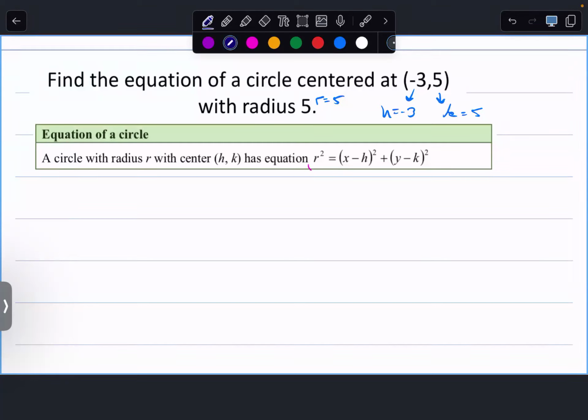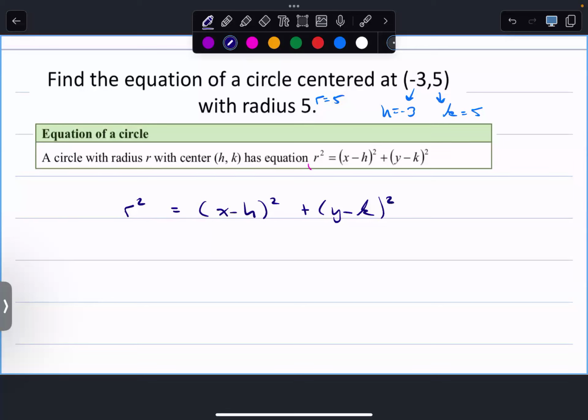And so here we go. If we have R squared is X minus H squared plus Y minus K squared. What I encourage you to do is, in your work, write out the kind of empty equation that you're about to use, right? And then it'll be easier to follow your work when you look back on it.